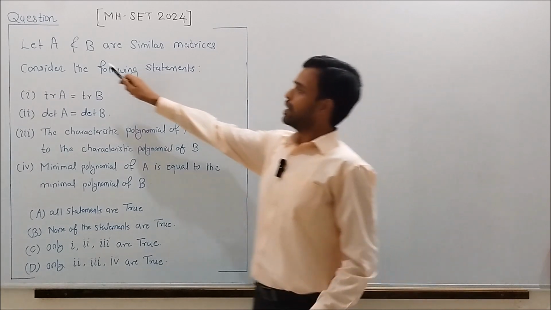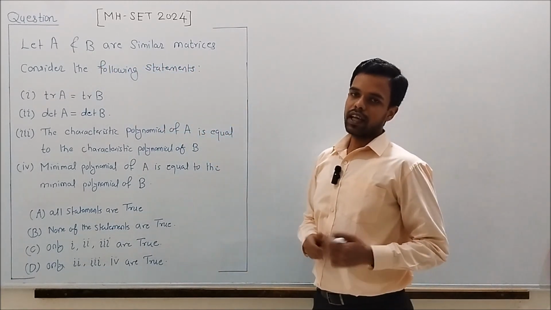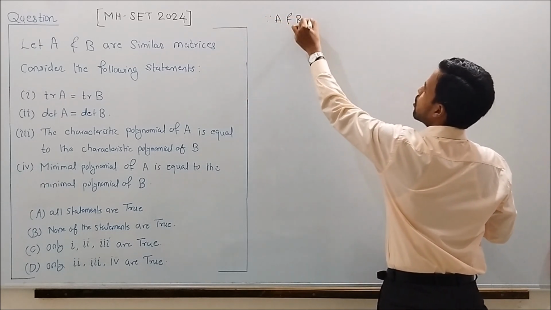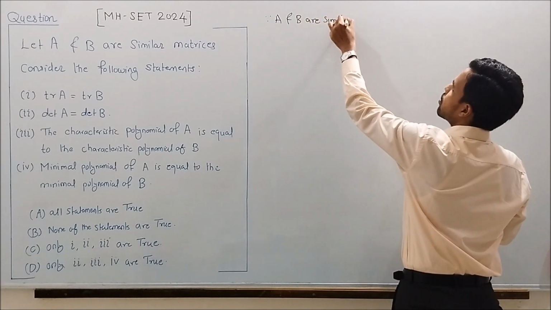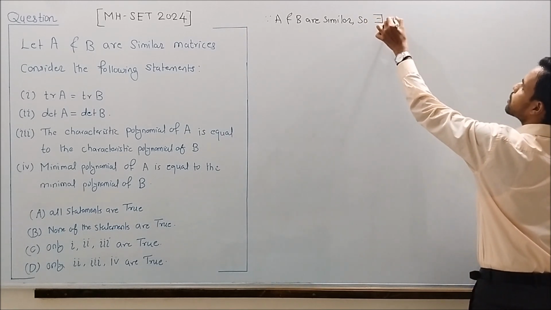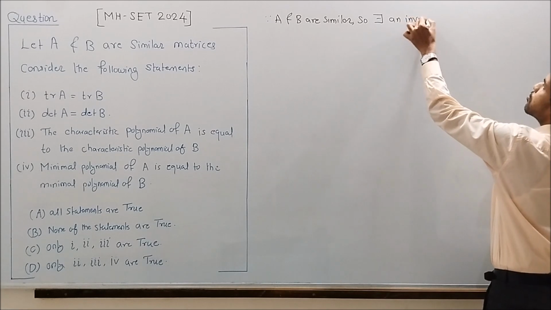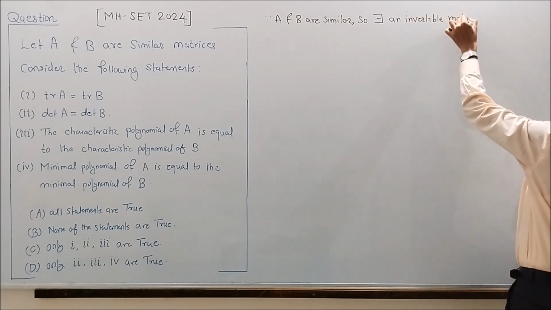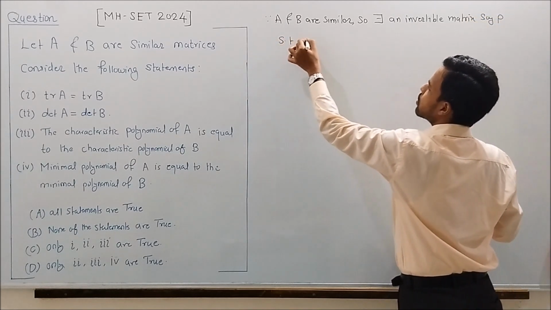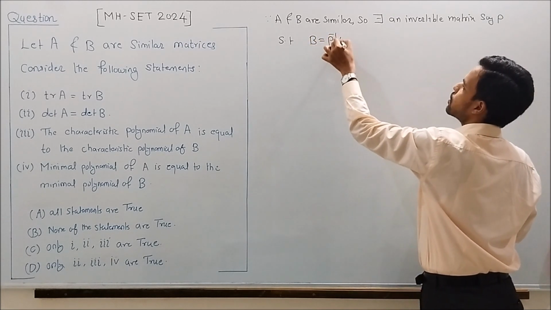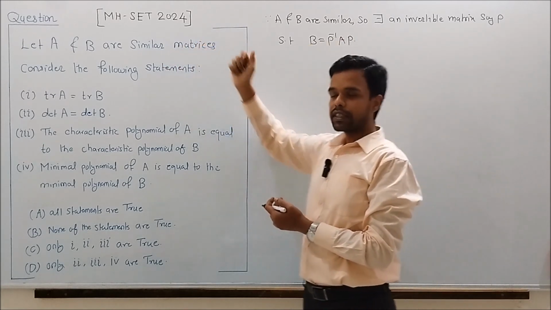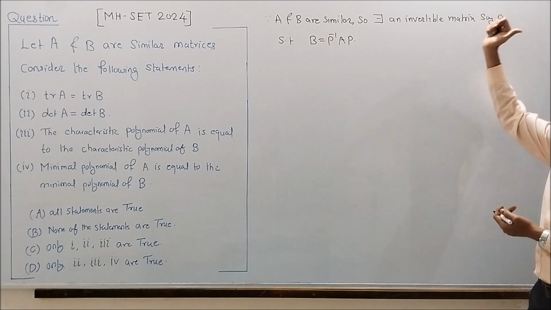What is given? Given that A and B are similar matrices. And we know by definition of similar matrices, since A and B are similar, there exists an invertible matrix, say P, such that B equals P inverse AP. This is by definition of similar matrices.